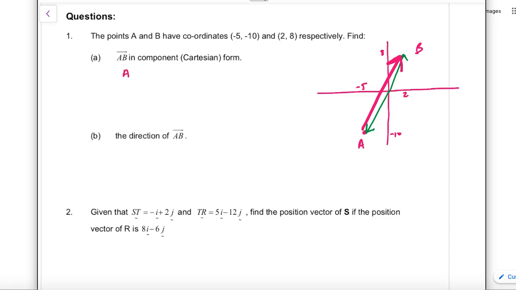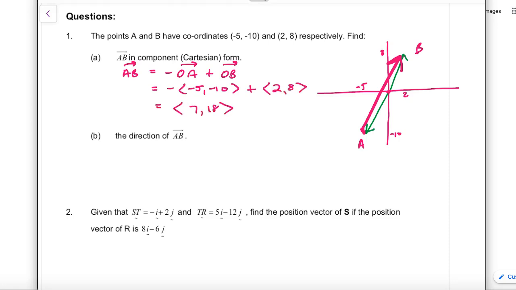In order to do this, from the tail of AB, I need to go back to the origin from point A, so that's the negative direction of vector OA, and then using vector OB. In doing so, I want the negative of -5, -10, and 2, 8. And this is going to leave me with 7, 18, or 7i plus 18j.